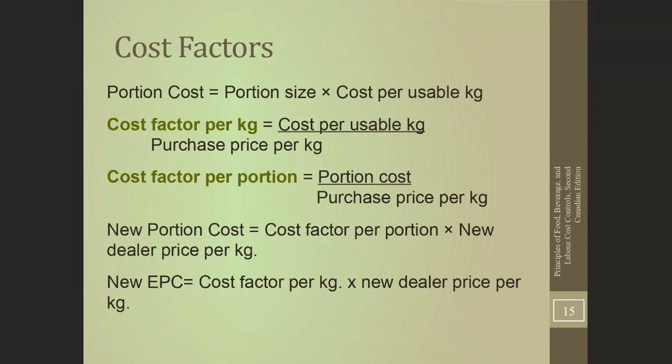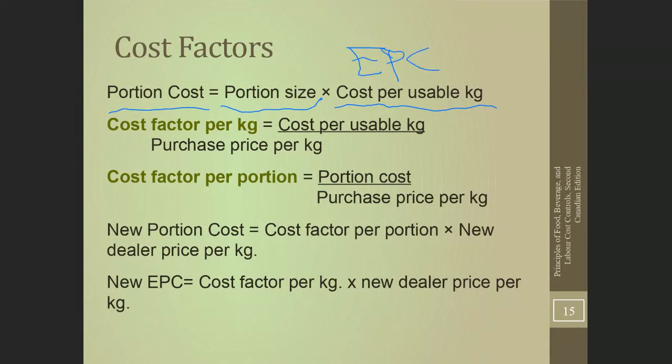So now we're going to talk about cost factors. Okay, cost factors can be useful in calculating portion costs and EPCs as suppliers' prices change, right? So we know based on last week that sometimes prices for products go up, prices go down, and that, because that's the as-purchase cost, does have an effect on our portion cost. Okay, our portion cost is the portion size of a particular portion multiplied by the cost per usable kilogram. And the cost per usable kilogram takes into consideration the yield for the product. So the cost per usable kilogram is the EPC, that we've shown how to calculate.